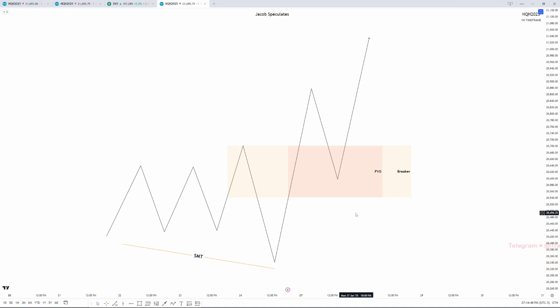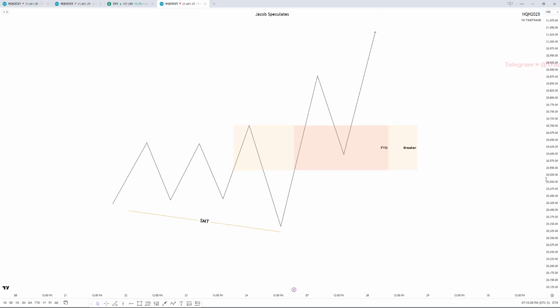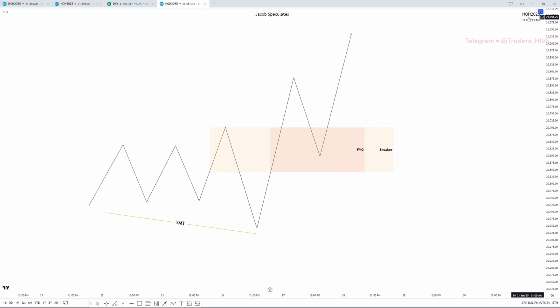The yearly cycle SMT only happened on the YMH 2025 contract and not the continuous contract. That's why we reversed, and I missed it because I watched YM1. What charts should we look at? You should always look at the expiry charts.